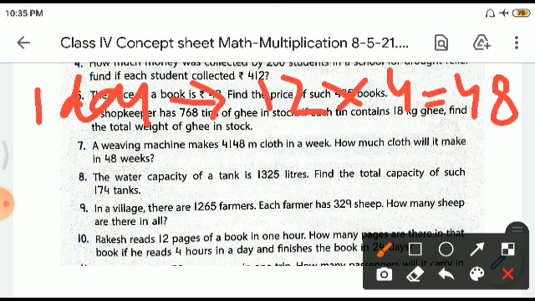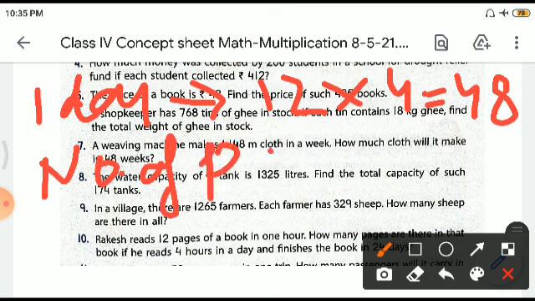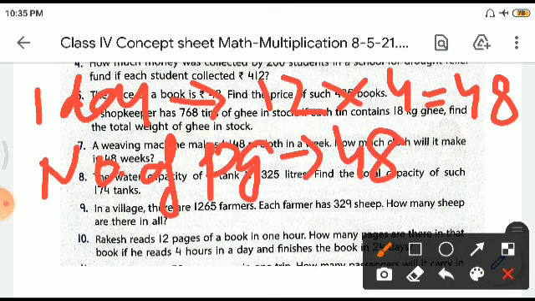And he finishes the book in 24 days. So the total number of pages will be 48 multiplied by 24. And we can do this very easily, right? So that will be the total number of pages. You can solve it.